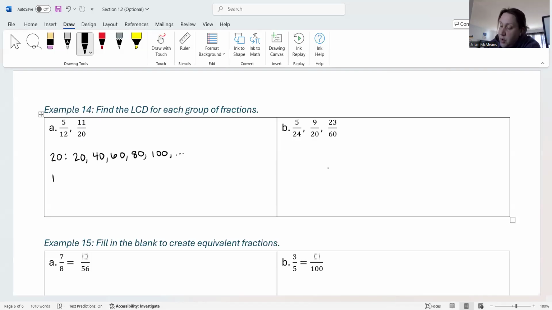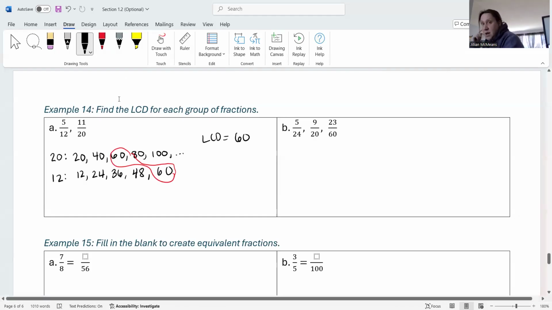Now we need to list out multiples of 12, starting with 12 itself. So 12 times 1 is 12. 12 times 2 is 24. 12 times 3 is 36. 12 times 4 is 48. 12 times 5 is 60. So there we have it. We have the smallest multiple common to both of these denominators. So we would say that the LCD is 60. If we were adding or subtracting two fractions that had 20 and 12 as their denominators, the smallest common denominator that we could use would be 60. Okay.